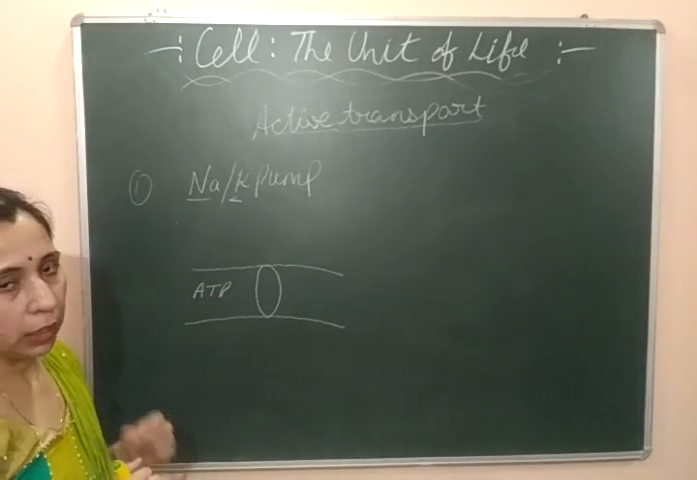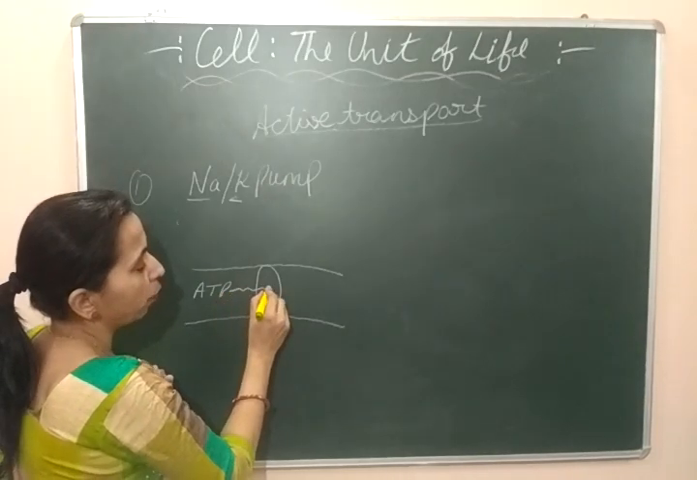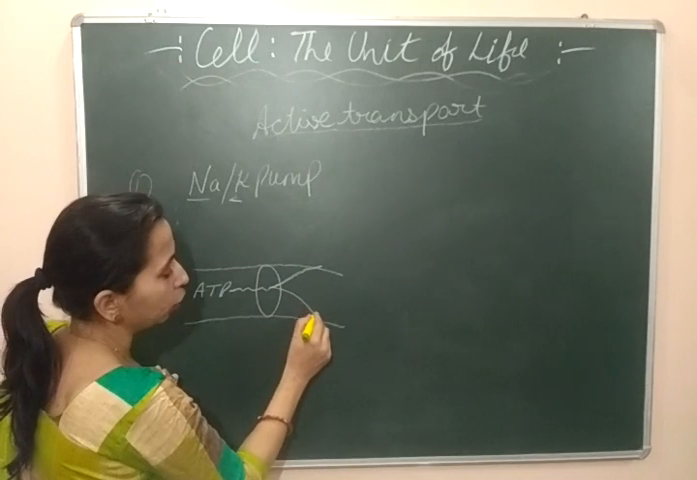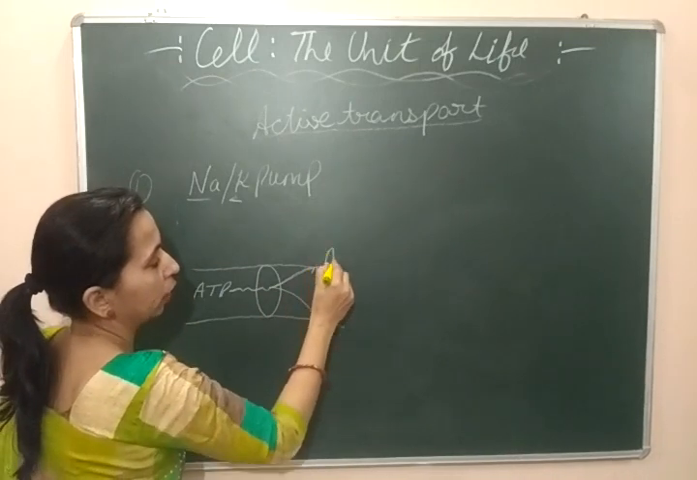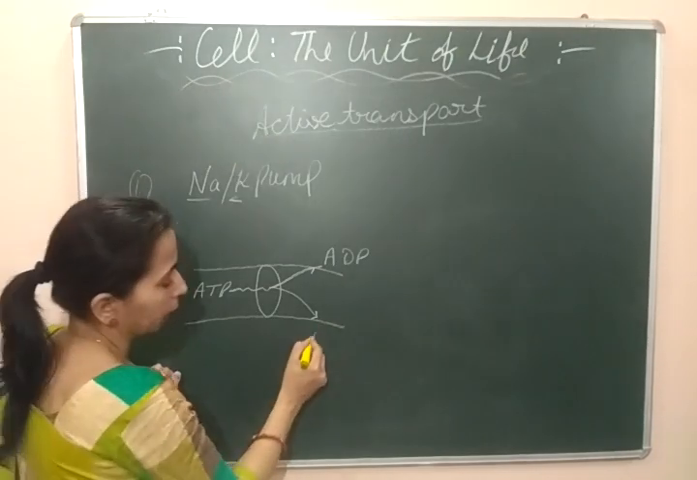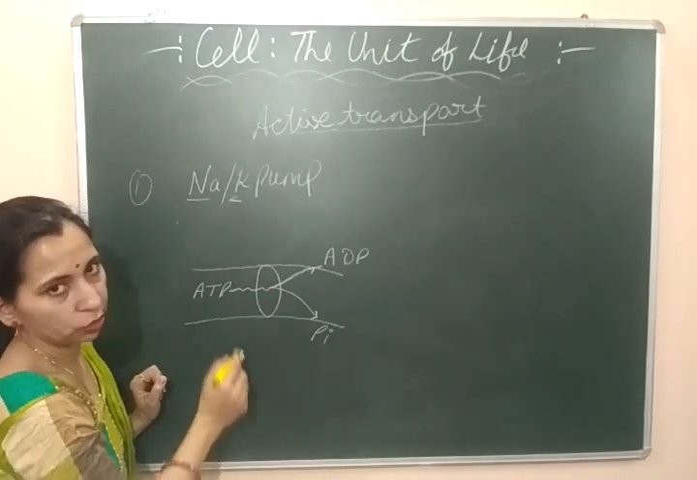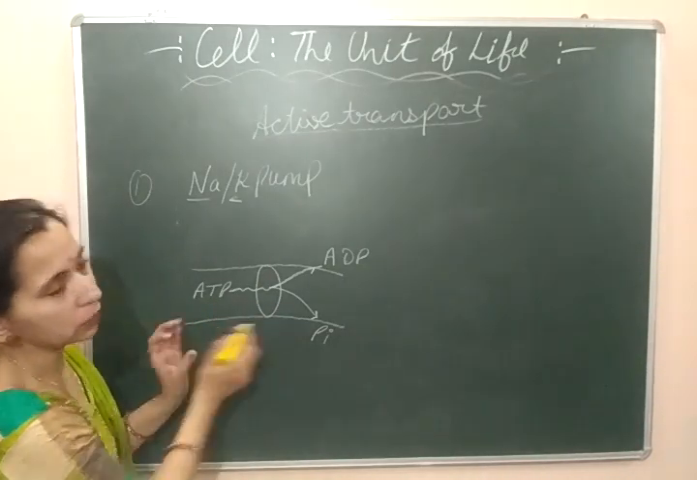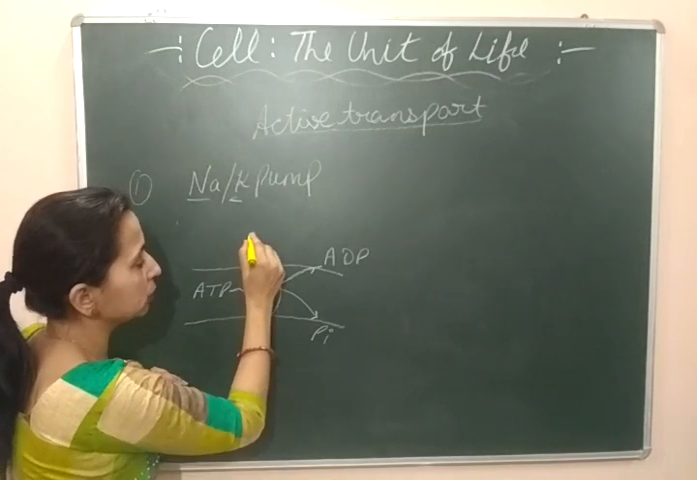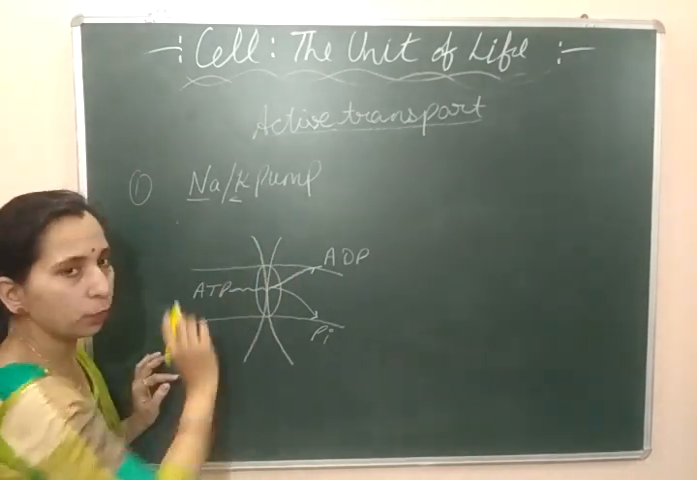utilizing ATP. Here ATP is dissociated, and after dissociation of ATP, ADP and inorganic phosphate are formed. The energy which is released in this dissociation process is utilized by these channels for the transportation of sodium and potassium.